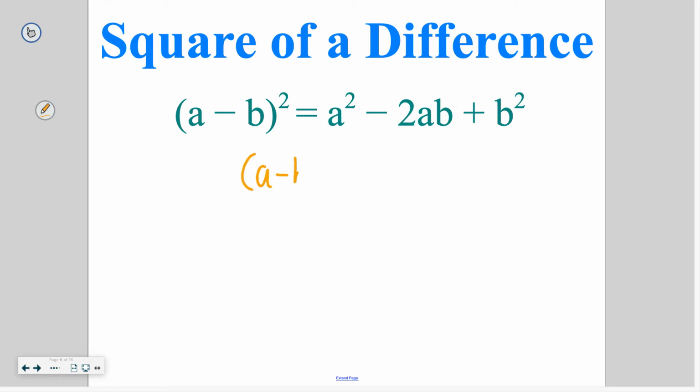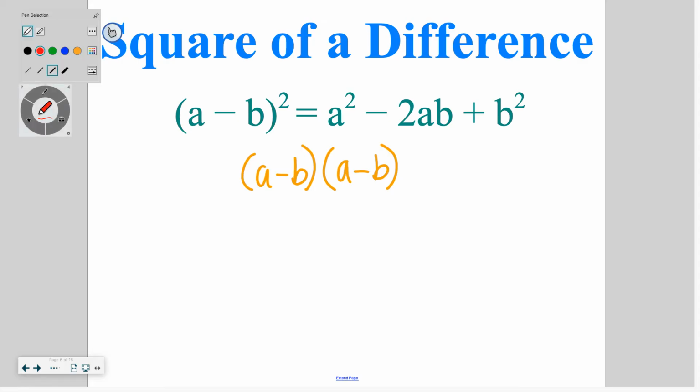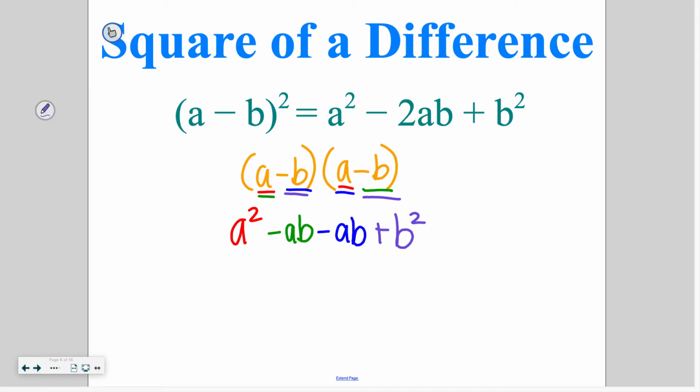Why does this happen? We've got a minus b times a minus b. Again, following the rules of FOIL, we square the first part. Then for the outside, we've got a times a negative b, giving me negative ab. And then for the inside, again, we have negative ab. And then for our last part, we end up with negative b times negative b. A negative and a negative give us a positive, combining those two to get our negative 2ab in the middle.